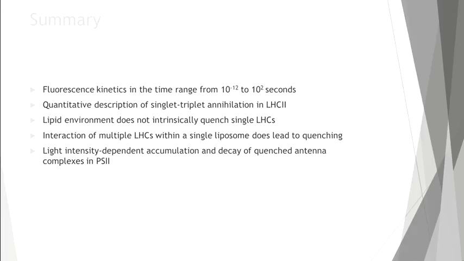And finally, the light intensity dependent accumulation and decay of quenched antenna is really visible also in photosystem 2, and is a nice connection to photoprotection in native light harvesting.